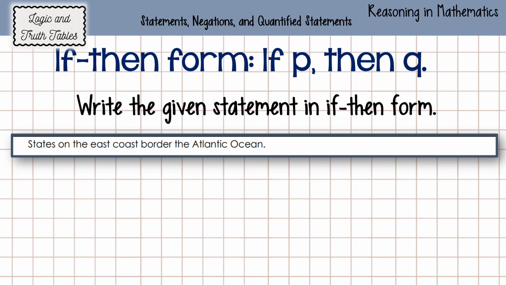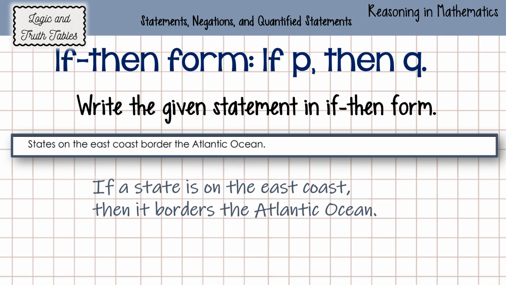If-then form. If P, then Q. Write the given statement in if-then form. States on the East Coast border the Atlantic Ocean. So if a state is on the East Coast, then it borders the Atlantic Ocean. That's putting that statement in if-then form.